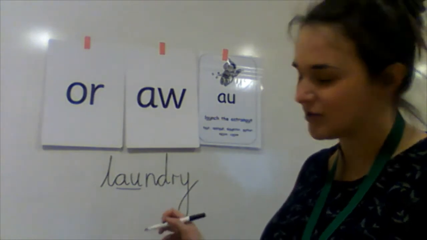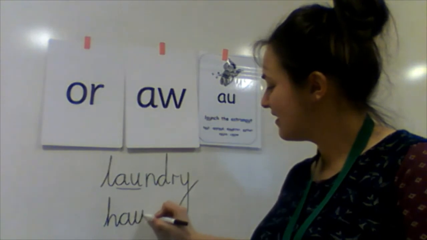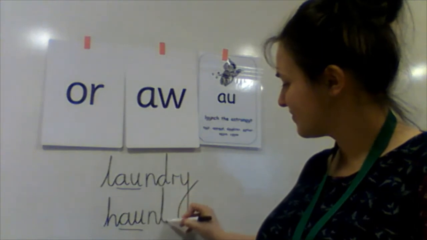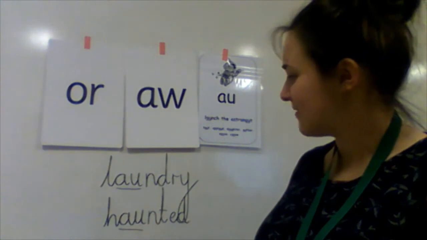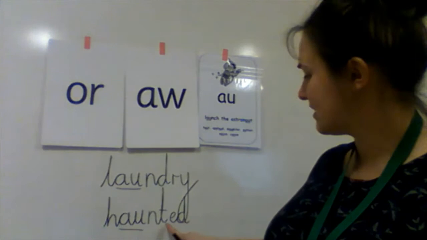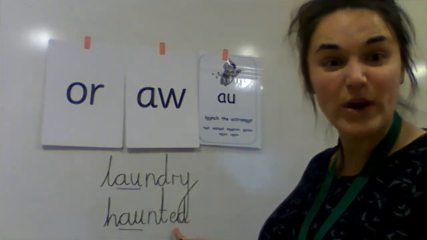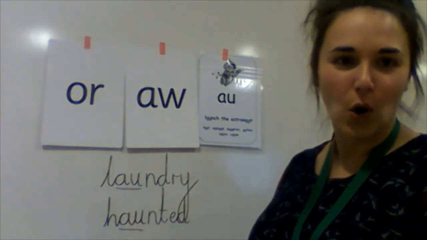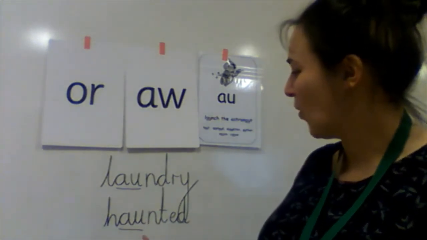Let's have a look at another word. Oh, there's the O sound again. Let's read it together. Haunt, haunt, id. Who's on the end of this word? Ed, so we know it's in the past tense. Haunted, haunted. I hope nobody lives in a haunted house.